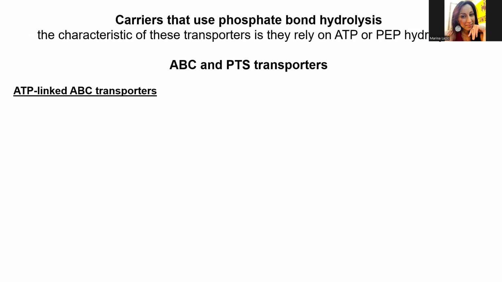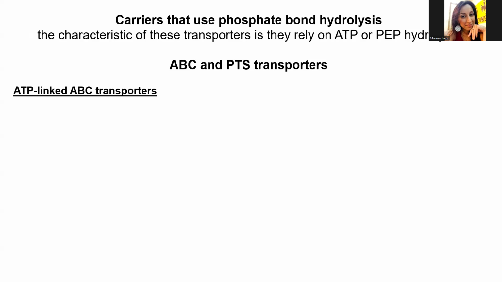Another type of transporters, which are ATP linked or PTS, the phosphotransferase system, are linked to high energy bond hydrolysis. The first one that we're talking about briefly is ATP-linked ABC transporters. You will see them very often as multidrug exporters.